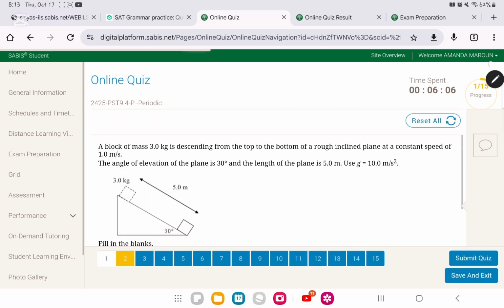Now, question number 2. A block of mass 3 kg descending from the top to the bottom of a rough inclined plane. So first of all, we have the mass.